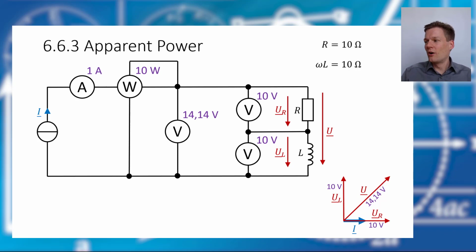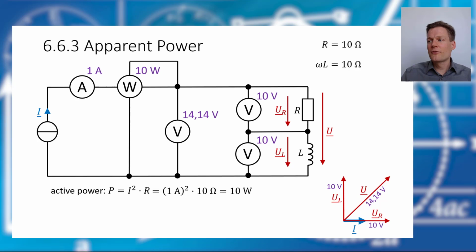Okay, and we call the power consumption of the resistor active power, and we can calculate it as before. It's the current squared times R. And if we use our number values here, this is 1 ampere squared times 10 ohm, so the active power consumption is 10 watts. And this is the value our wattmeter shows us.